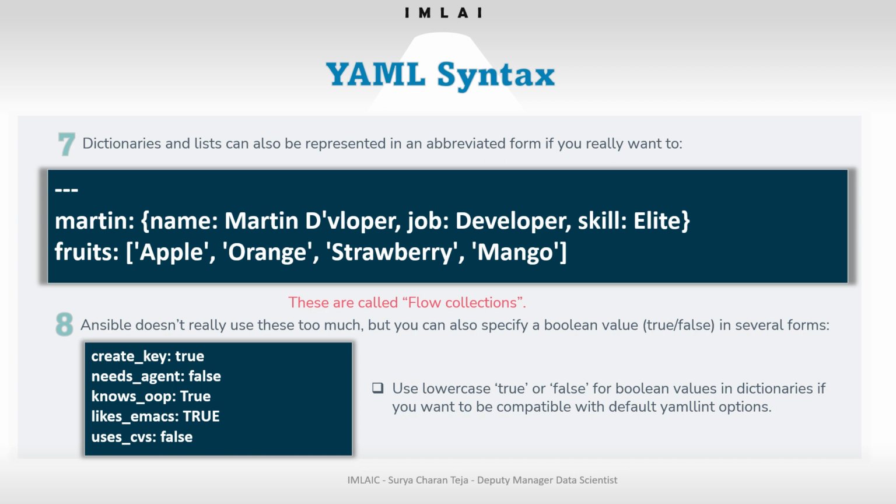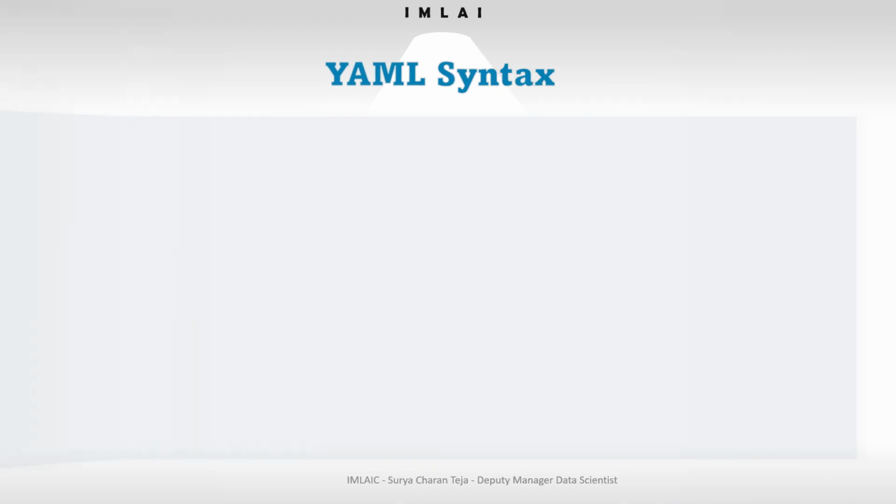Now let's look into the more advanced concepts of YAML syntax. That is using multiple lines and representing them as a single line. These kinds of characters we are going to look into now. Okay, so let's begin with the vertical bar.